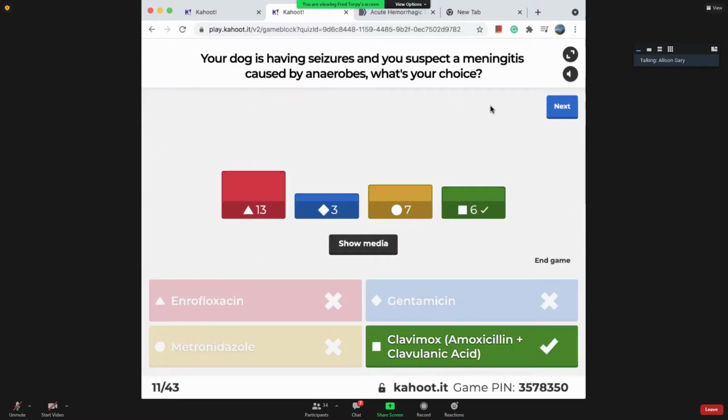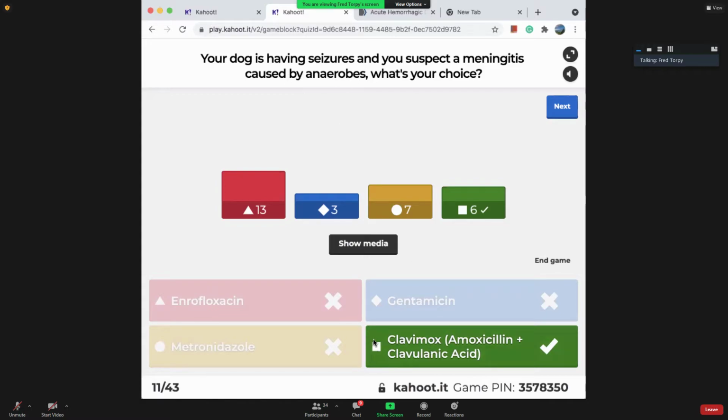Here's an example of a ferret with an implant. All right. Oh no, this is the mark of a terrible question. But so pretty much we suspect a meningitis with anaerobes. So I think metronidazole would have been a pretty good choice. I meant to have that also be an answer. But clavamox, if you remember, your penicillins, your beta-lactams have pretty good anaerobe activity.